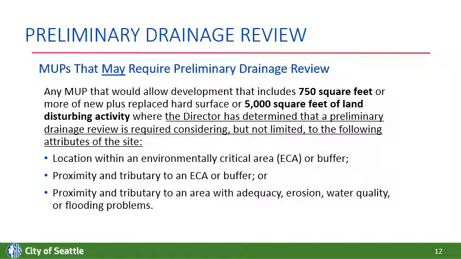The types of master use permits that may require preliminary drainage review are those where you're proposing disturbance within an environmentally critical area, such as a steep slope. Not all of these master use permits will require drainage review. In fact, probably most of them will not. Typically, we're only going to be looking at these projects if there's a known drainage issue in the area, or if the development of the ECA in some way will prevent access to utilities for stormwater or sanitary for that master use permit.